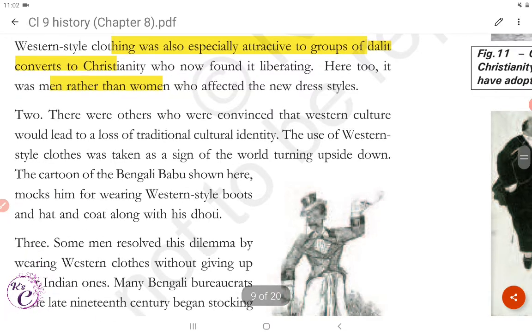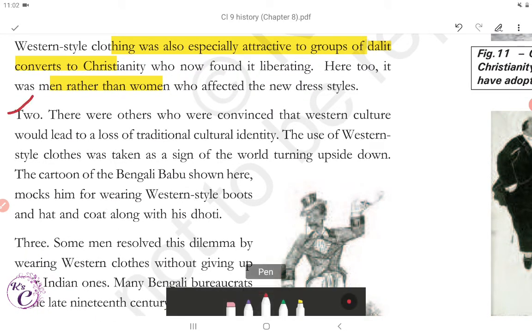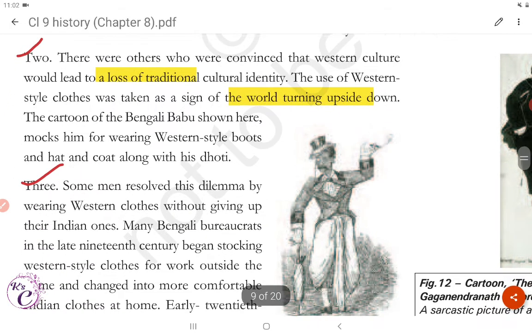We have number 2. There were others who were convinced that Western culture would lead to a loss of traditional cultural identity. The use of Western styled clothes was taken as a sign of the world turning upside down. The cartoon of the Bengali Babu shown here mocks him for wearing Western style boots, hat and coat along with his dhoti. So here is the third type of reaction.